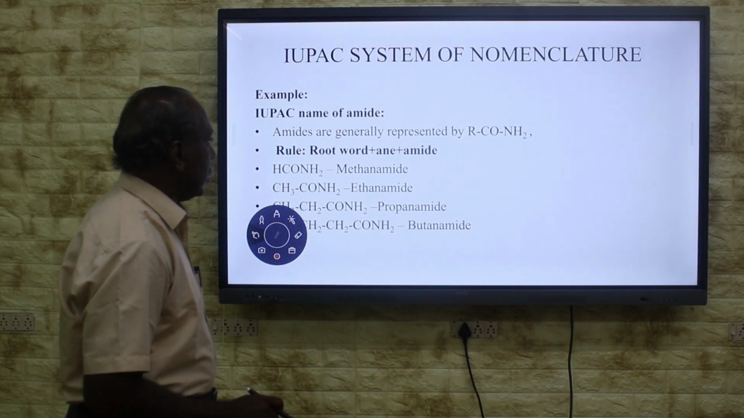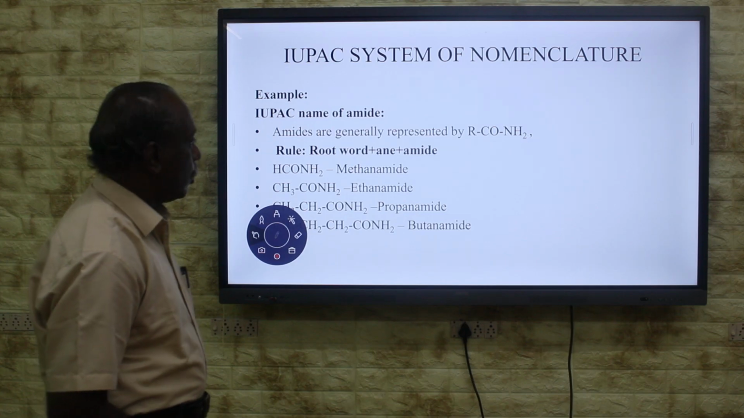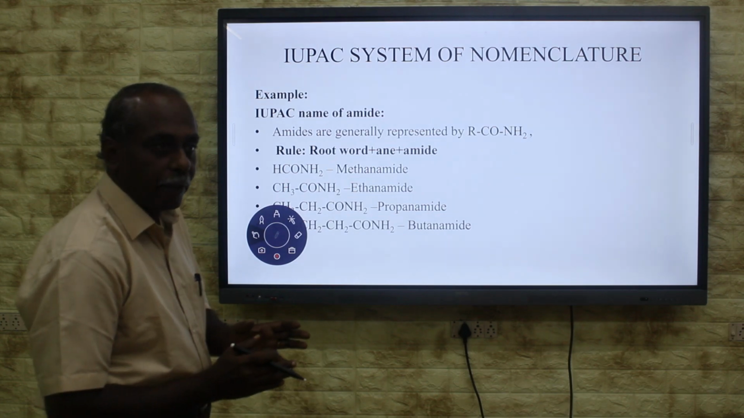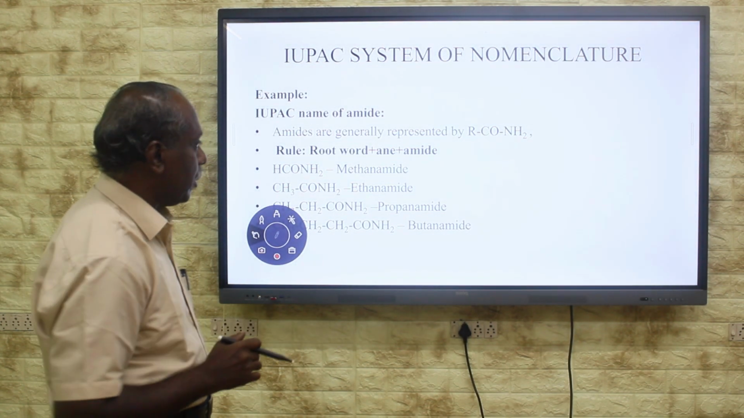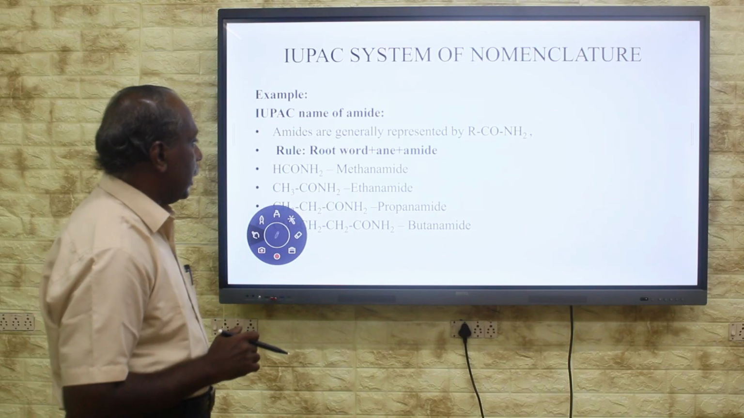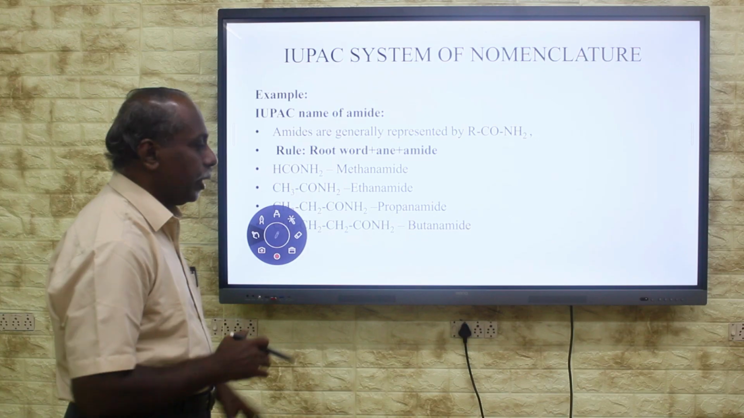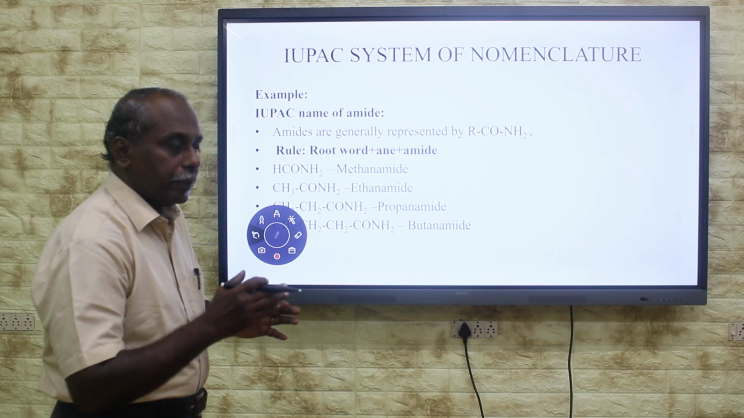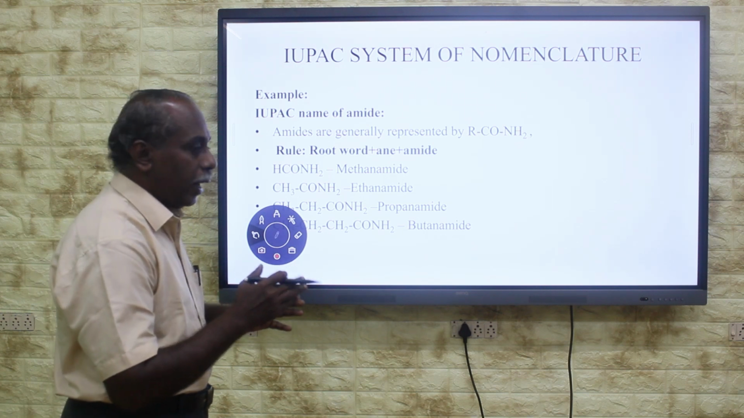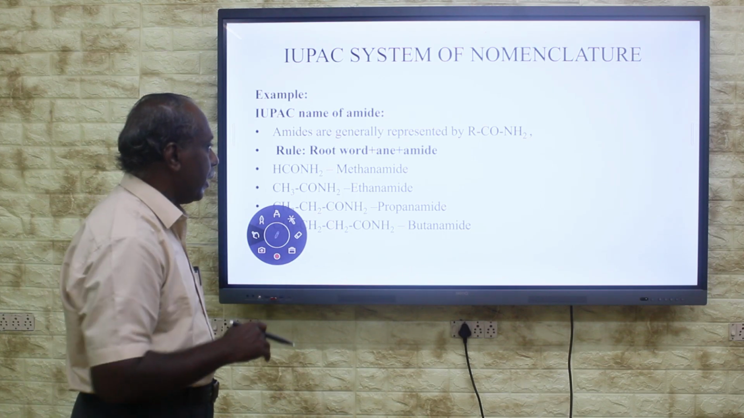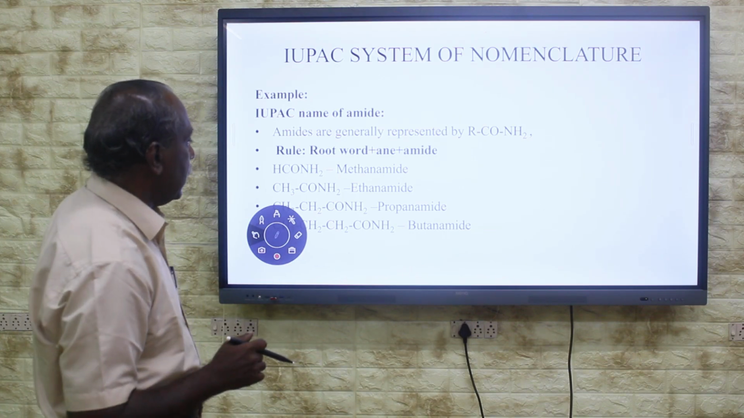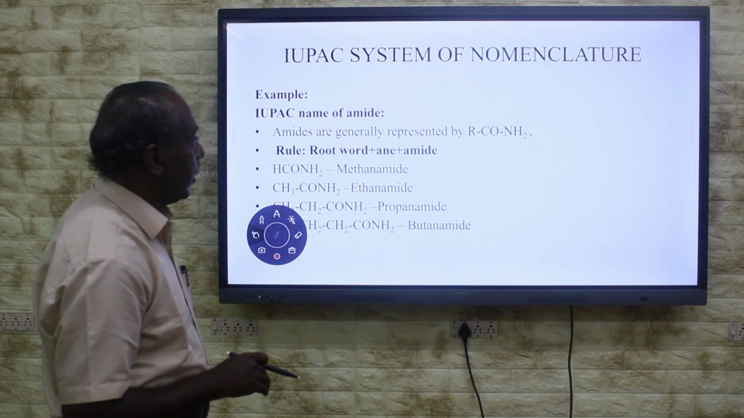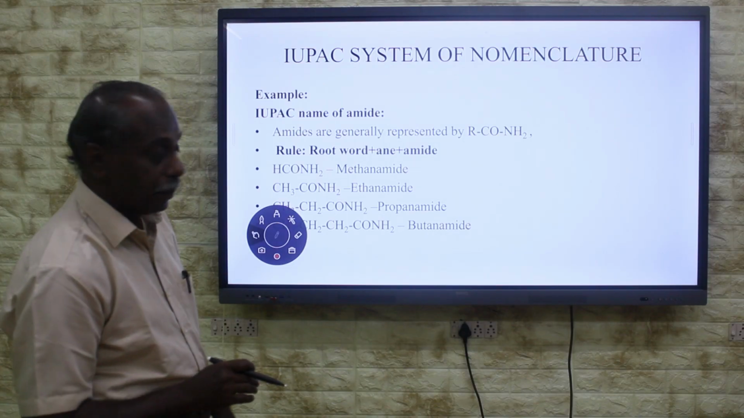Then amide. Here also the same procedure: root word, ANE and amide. When you combine the primary suffix and secondary suffix, E is removed from the primary suffix. Methanamide, ethanamide, propanamide. When you count the number of carbon atoms, you go for the name of the carboxylic acid, then remove OIC acid and add ANE, amide: propanamide, butanamide. In that way, we are going to write the derivative of carboxylic acid, amide.